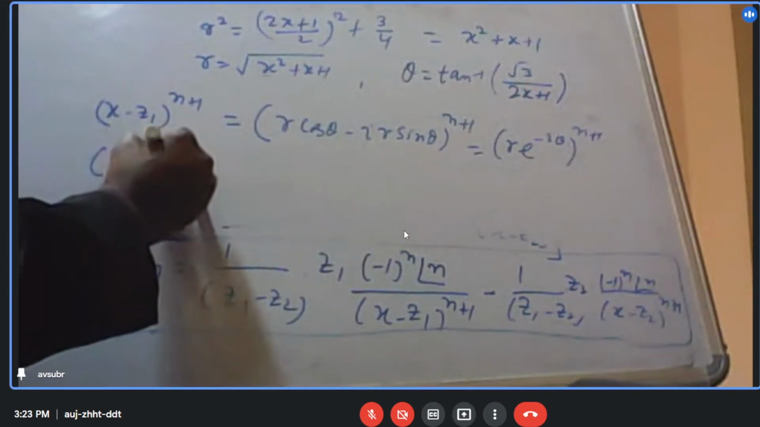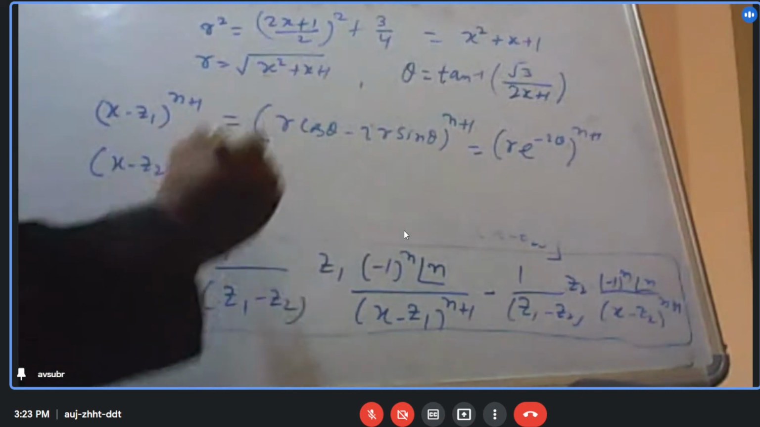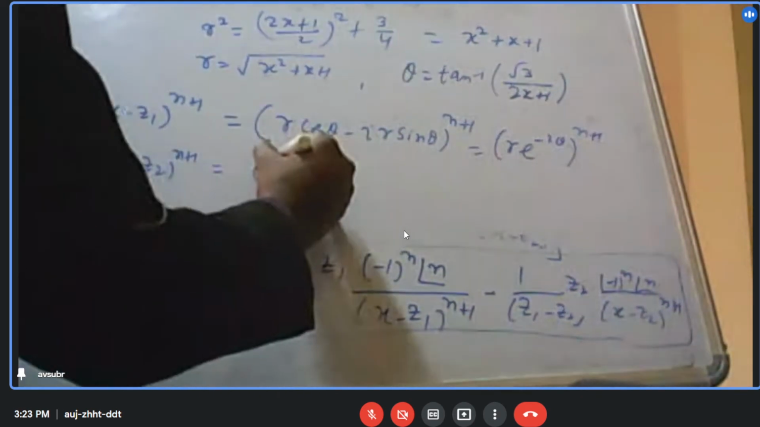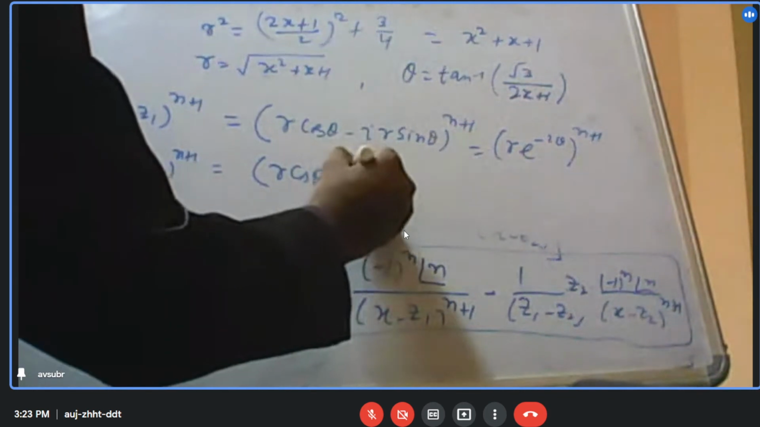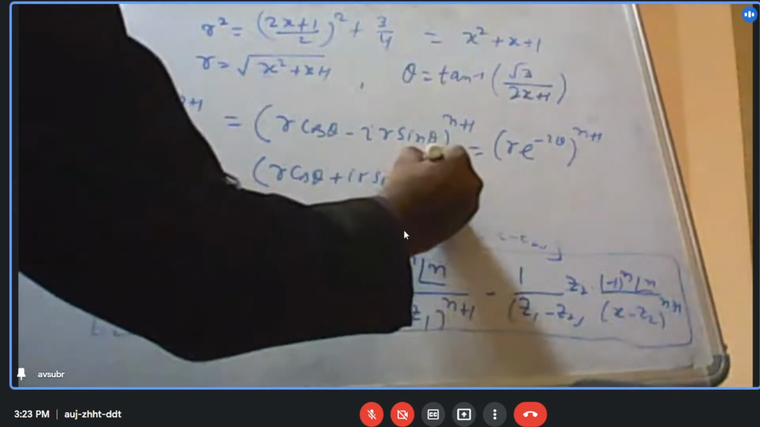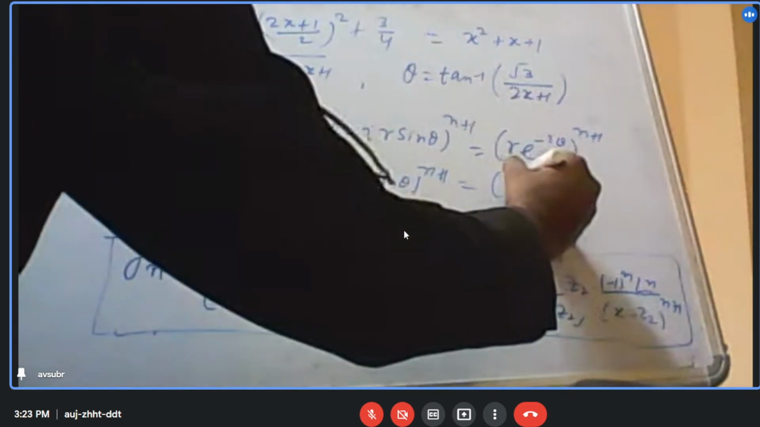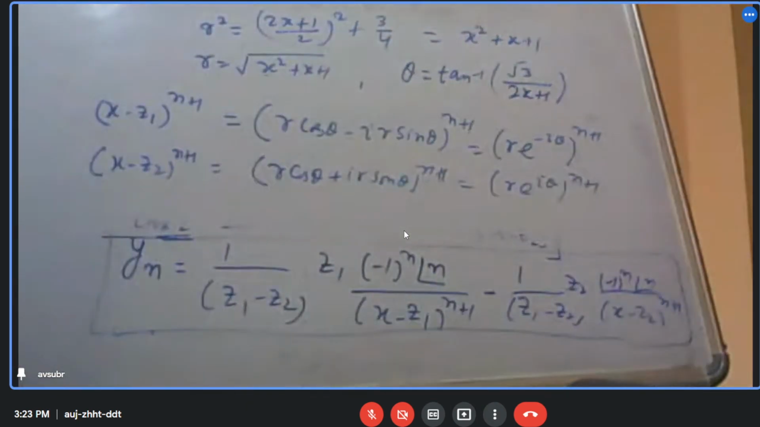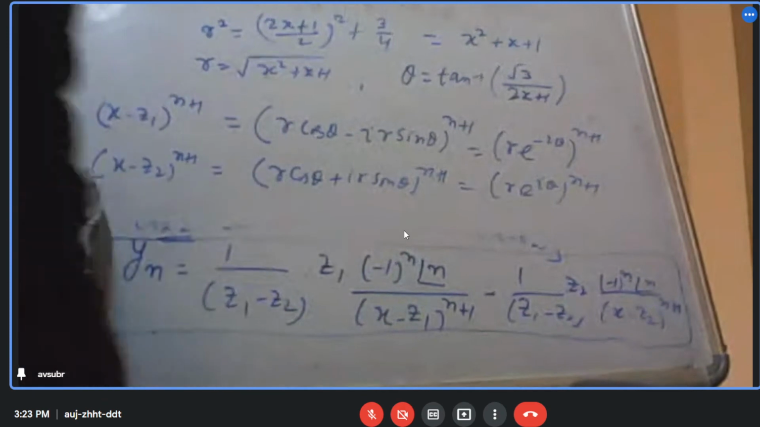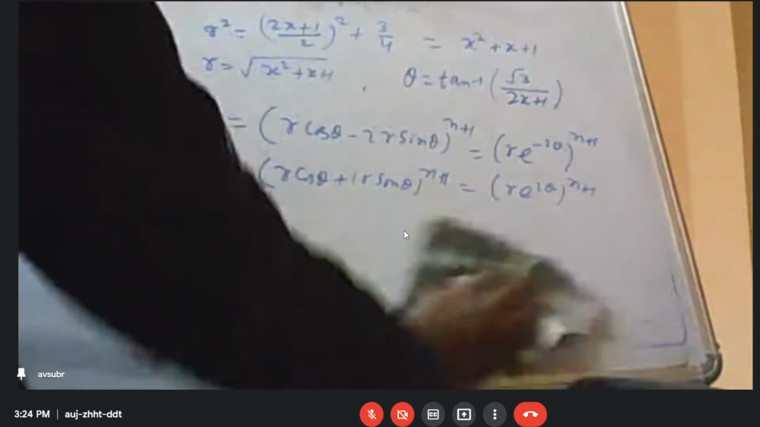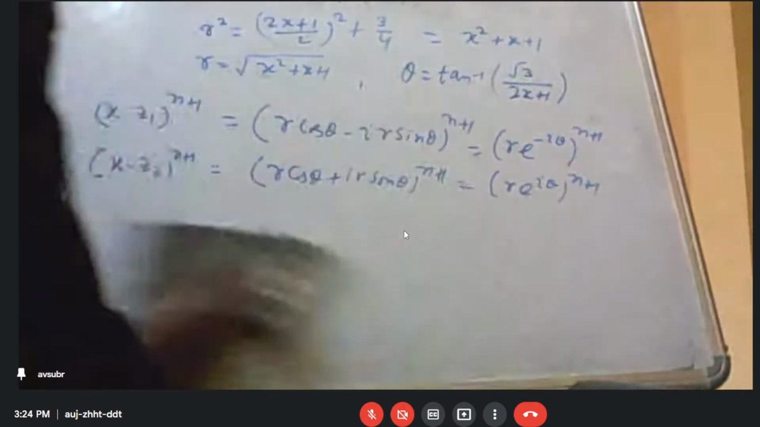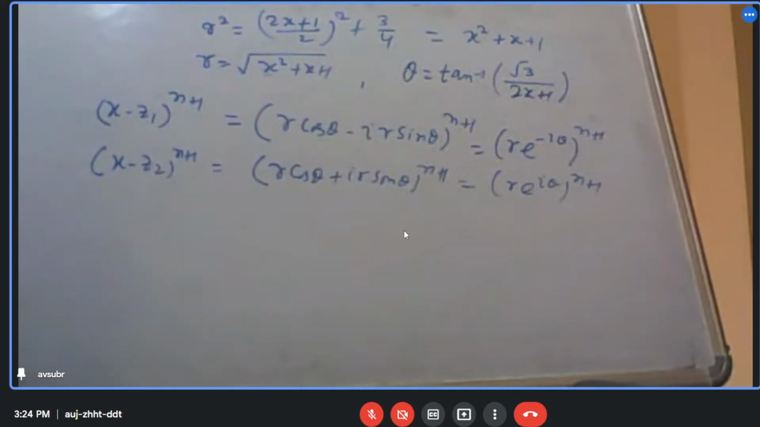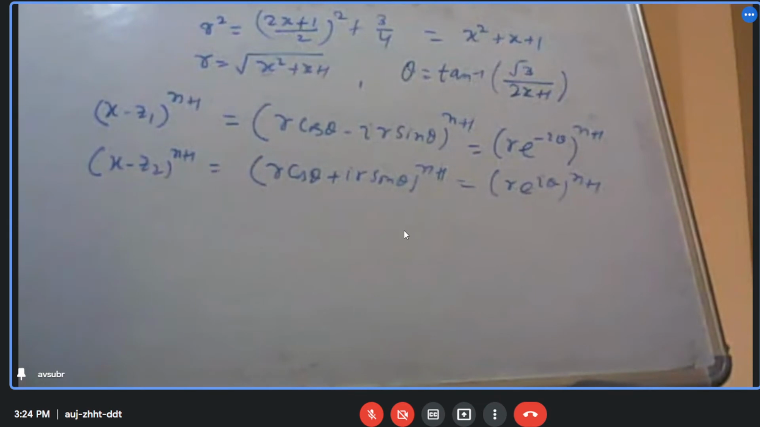Similarly, x minus z2 to the power n plus 1. What can I write? R cos theta plus i r sin theta to the power n plus 1. In other words, r e to the power i theta to the power n plus 1. Can I write it like this? Yes, sir. Okay. So we have got these things.